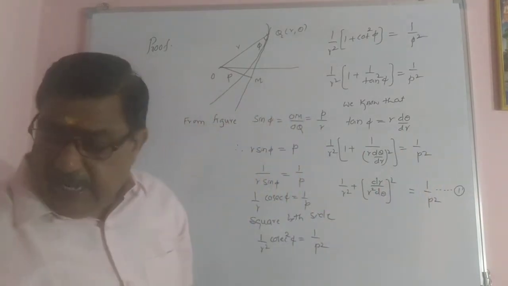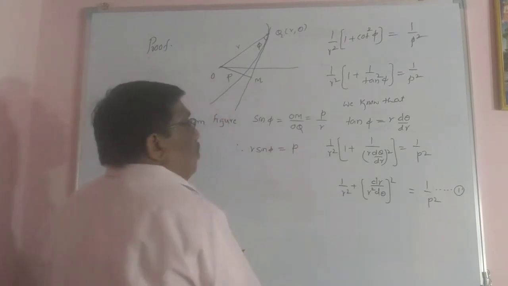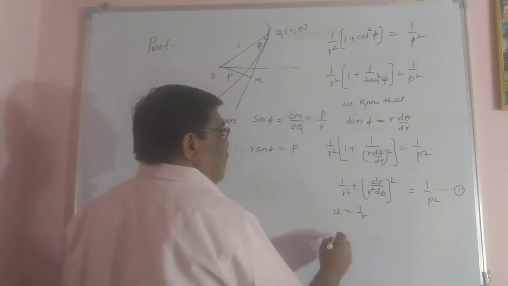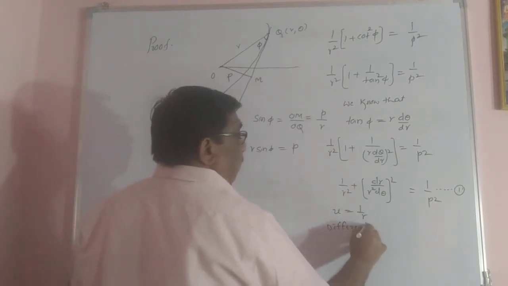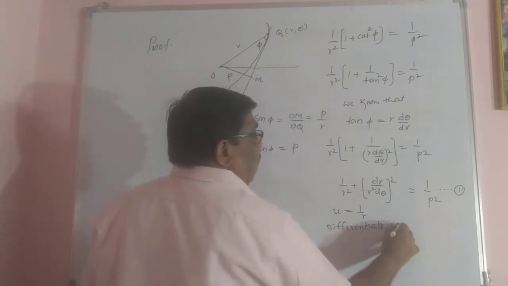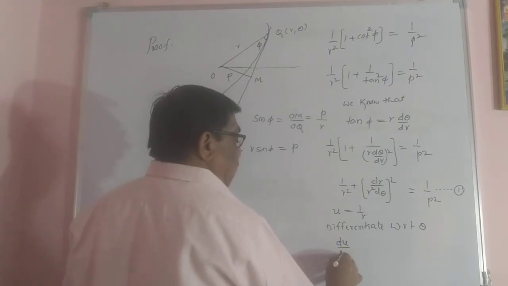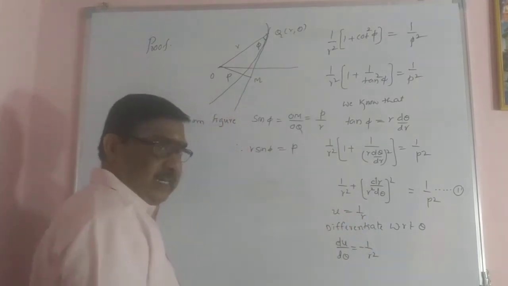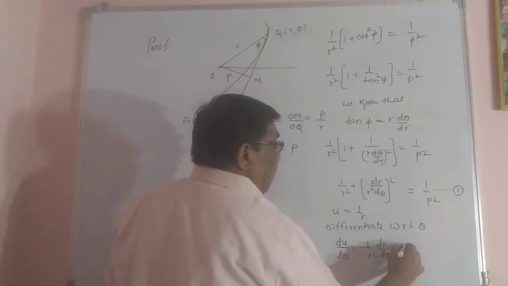Now, you know that u is 1 by r. So u is 1 by r. Differentiate with respect to theta. It is du by d theta equal to minus 1 upon r square, because differentiation of 1 by r is minus 1 by r square, into dr by d theta. Call this as equation 2.